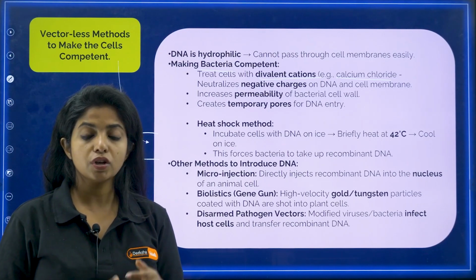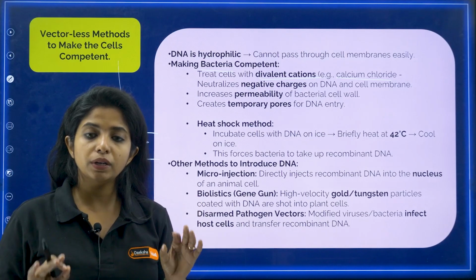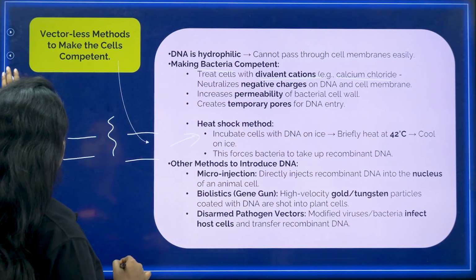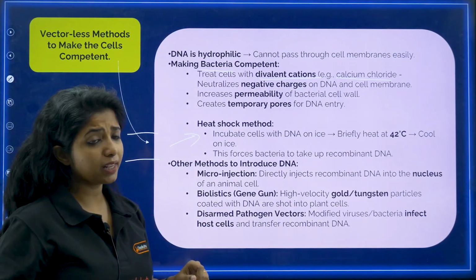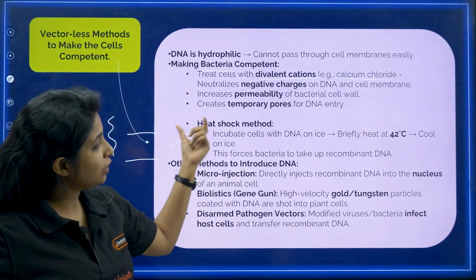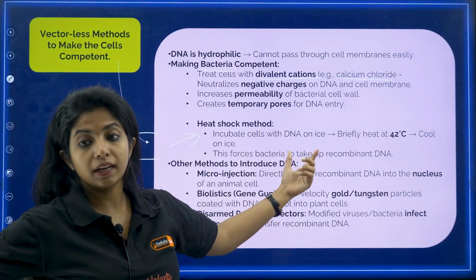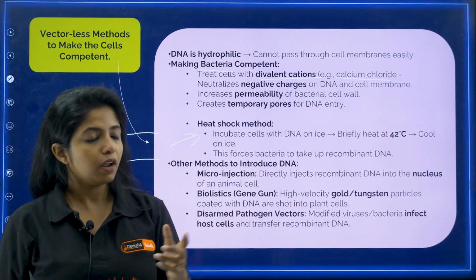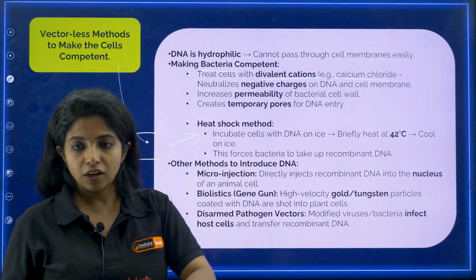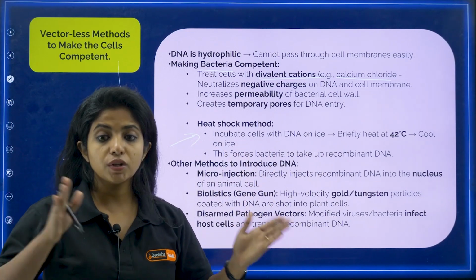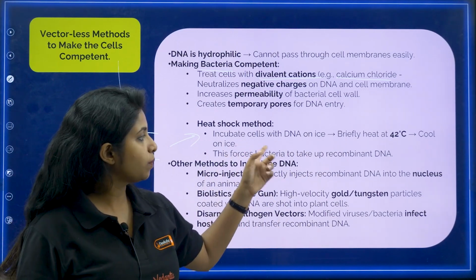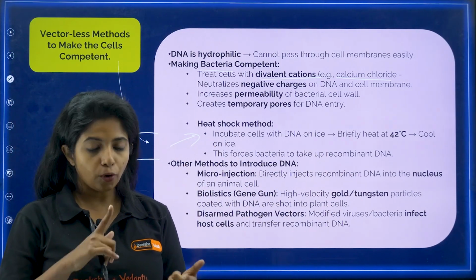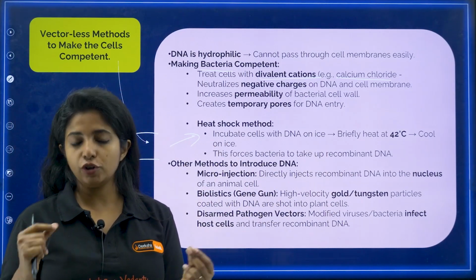So the first thing that we do to make the bacterial cells competent is treat them with divalent cations, and after that we do the heat shock treatment, my dear children. What happens here is that you incubate the cells with the DNA on ice, and then you briefly heat it at 42 degrees Celsius. Now again you cool it on ice. This is known as heat shock treatment. This forces the bacteria to take up the recombinant DNA which is outside the cell. You already made it permeable, and now you are giving the heat shock treatment.